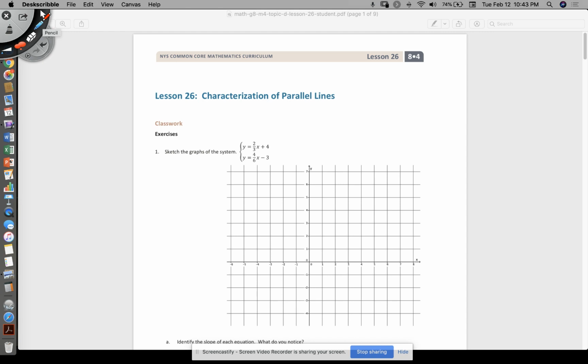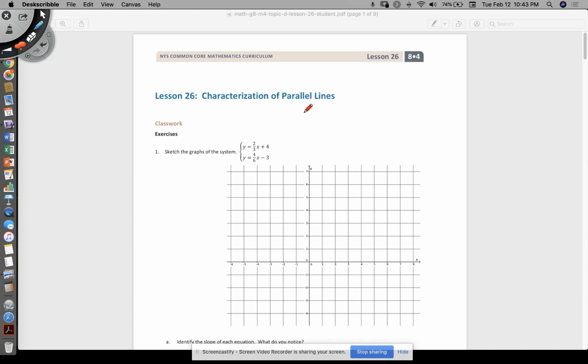All right, this is 8th grade, Module 4, Lesson 26 on characterization of parallel lines. Now, as we all know, parallel lines are lines that never intersect. So a little different than what we did yesterday. So again, we have our two equations here, systems of equations, since there's a bracket there. And we're going to go ahead and graph these.